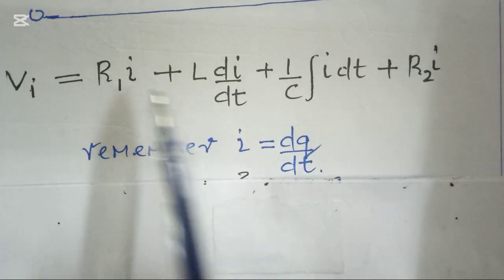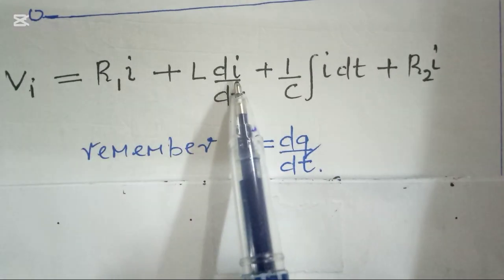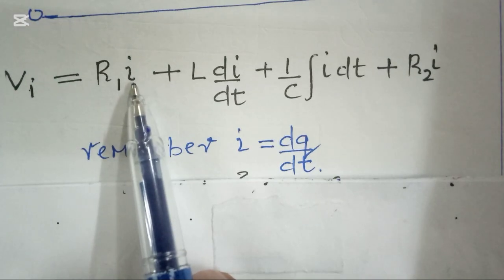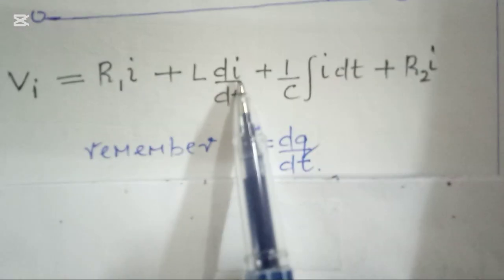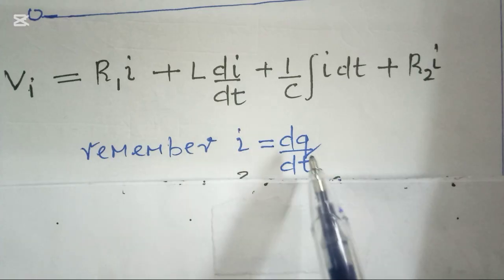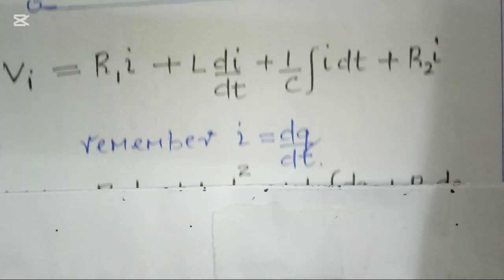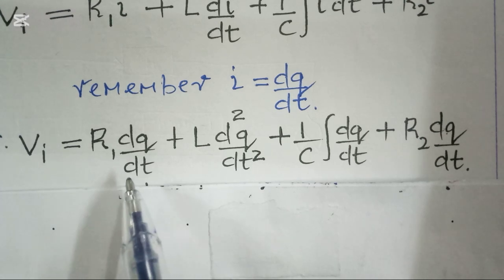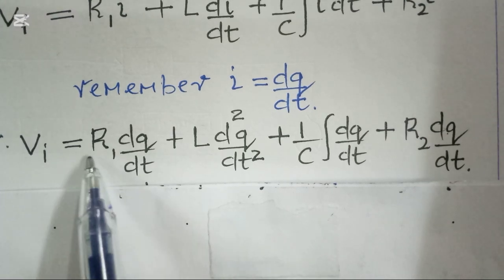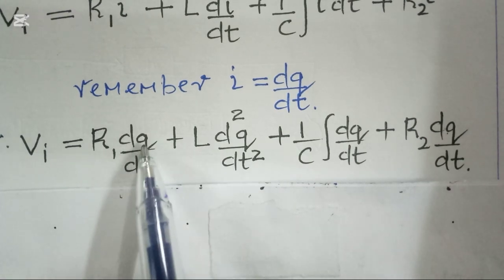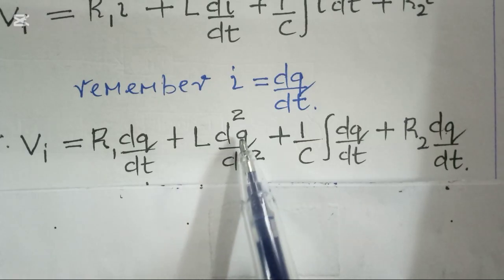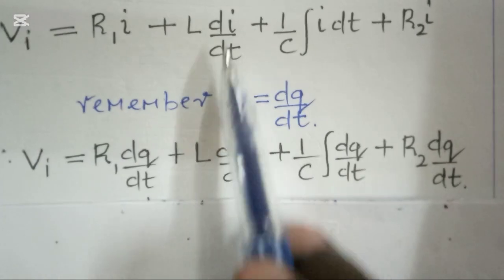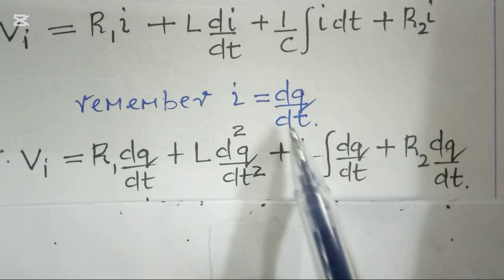We can write now these values in terms of dq dt. For I, this is dq dt. For this one, we now have to differentiate once again, and let's see how it happens here. So we have V input is equal to R1 dq dt. For L, it's going to be squared. As you can see here, it was di dt, while this is dq dt.